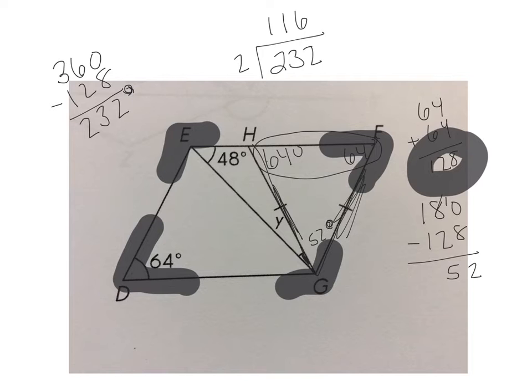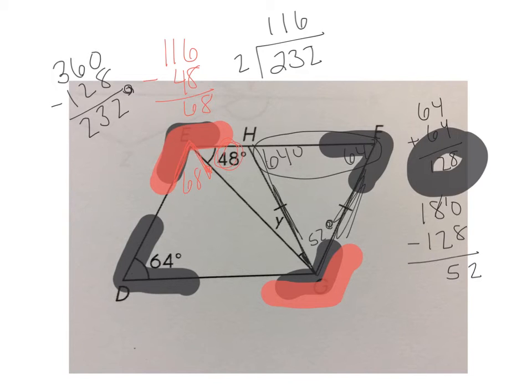That is telling me that, let me switch colors here. This angle is 116 degrees and this angle is 116 degrees. If I look at just this small angle here, it is going to be my 116 minus the 48 degrees here, which will tell me 116 minus 48 degrees is 68 degrees. So this angle right here is 68 degrees.